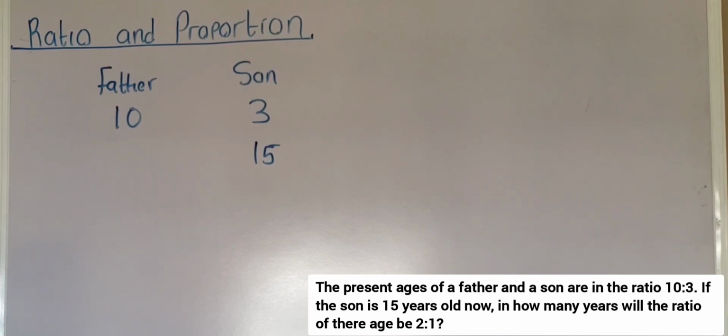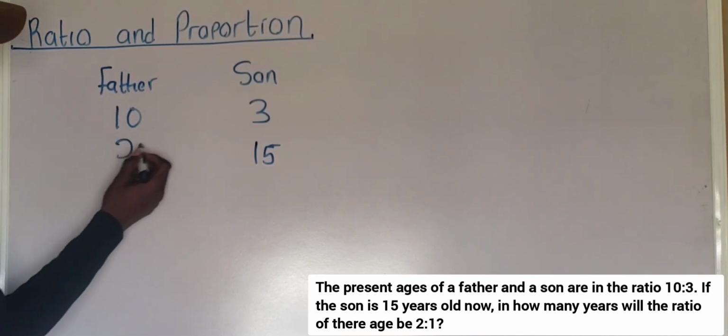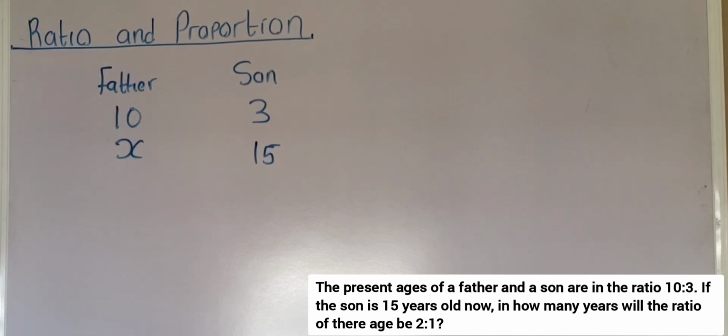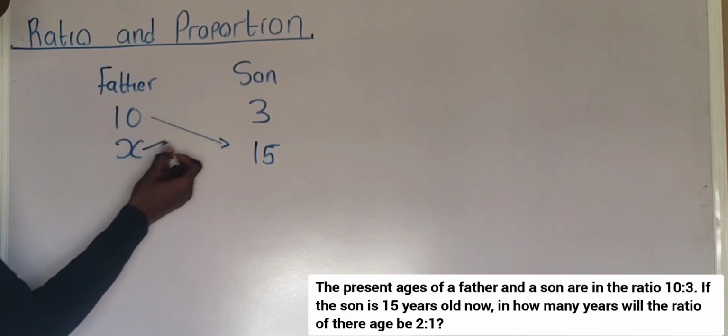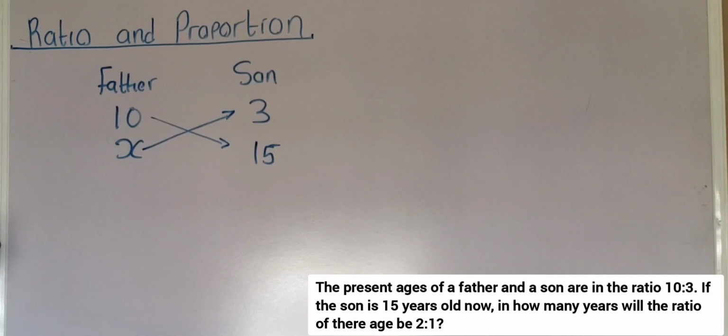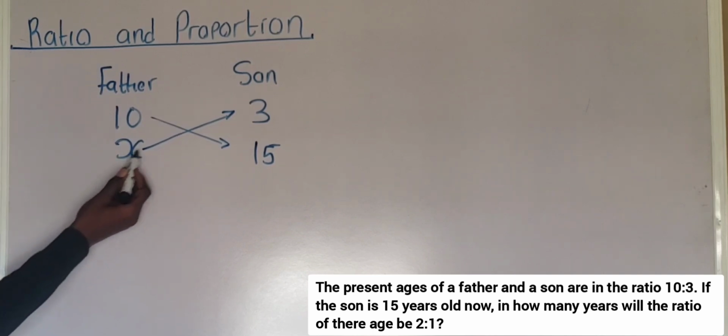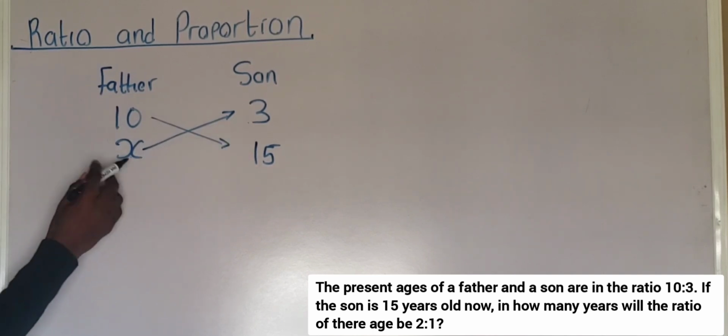So that's what I'm going to first calculate before I can determine the years in which the ratio of their age will be 2:1. I have to first determine the present age of the father. So let the present age of the father be x. Okay? Now, if the present age of the father is x, how do we solve this question? To solve for x, we just have to cross multiply.